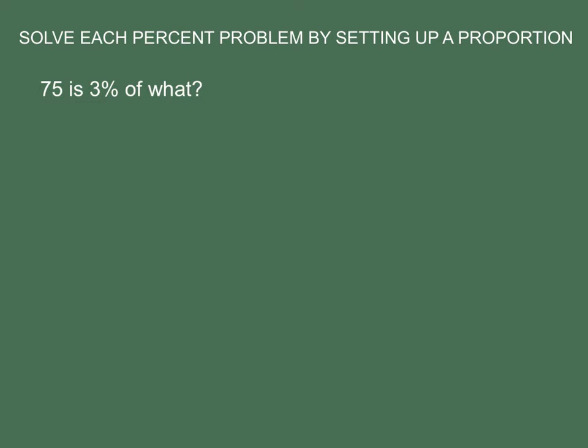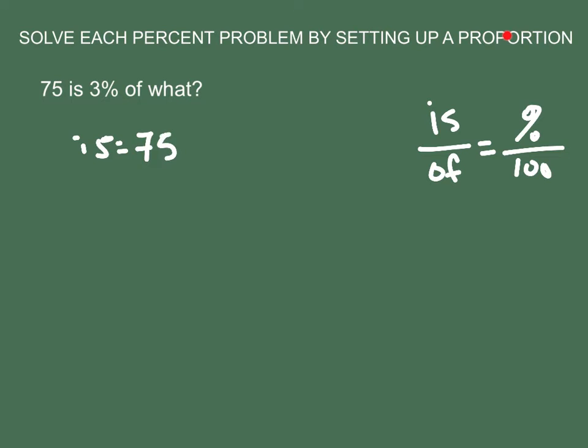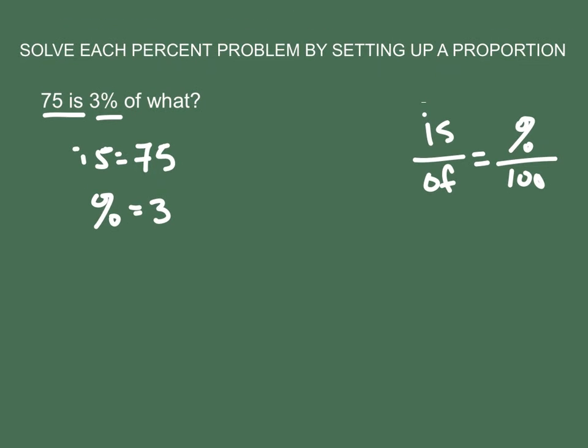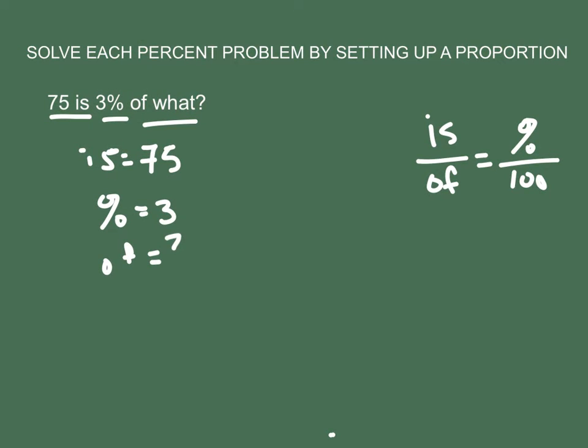In this one, it's saying solve each percent problem by setting up a proportion. 75 is 3% of what? Again, I'm going to write out is over of is equal to your percent out of 100. What I know is that is is equal to 75, because it just tells us 75 is. Our percent is equal to 3, because it's 3%. And then of what, that's what we're looking for. We don't know what our of value is.